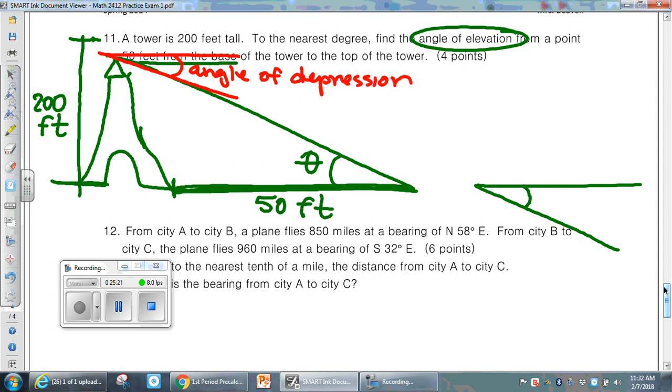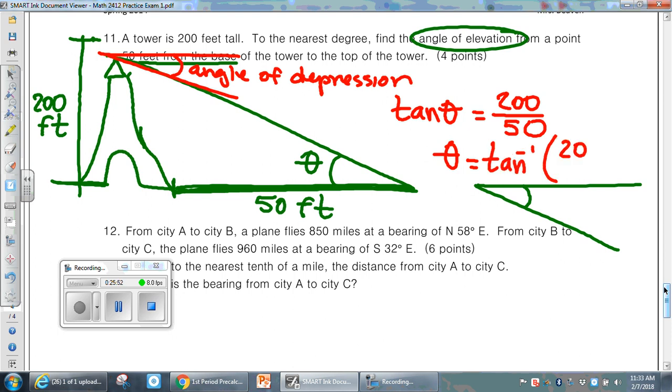Okay, so we have 50, we have 200, and with respect to that angle, we have the adjacent and the opposite. So you all know what function we're going to use? Tangent, because opposite is 200 and adjacent is 50. I know my drawing is not to scale. It's okay. And then to find theta, we will have to do the tangent inverse of that ratio.